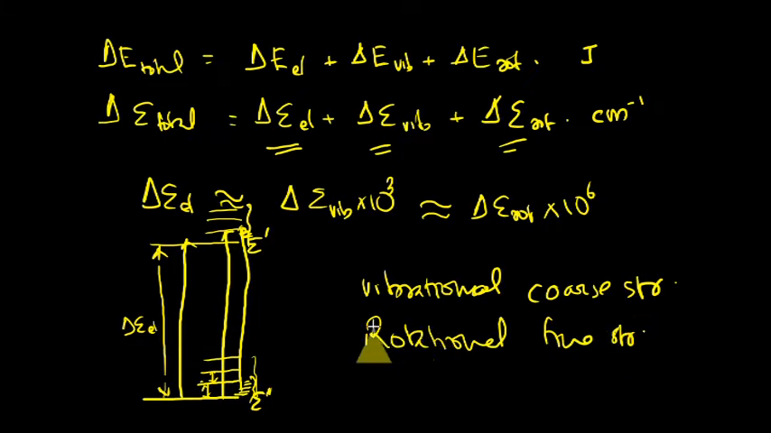Rotational fine structure. So when we are considering the electronic spectrum of a molecule, that electronic spectrum will consist of the vibrational coarse structure, which is due to the accompanying vibrational transitions, and that electronic spectrum will also consist of rotational fine structure. This is because of the rotational transitions accompanying the vibrational transitions, which are accompanying the electronic transition. So we will have vibrational coarse structure and the rotational fine structure.